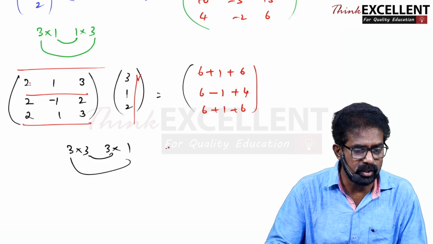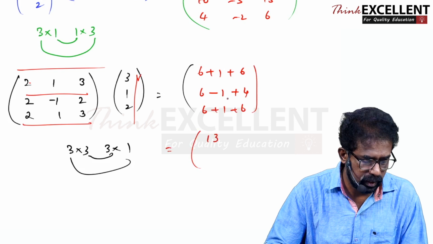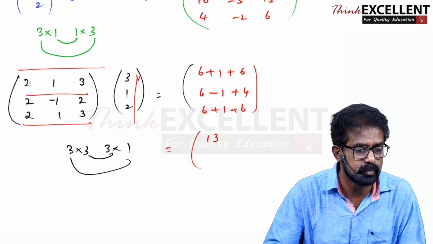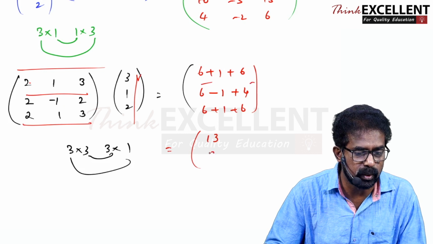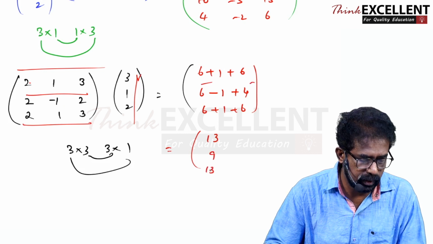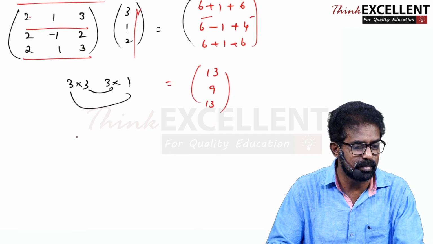So when you simplify, you are getting 13. Then second, what you are getting? 10 minus 1, 9. Then you are getting 13. Now let us see just one final example.